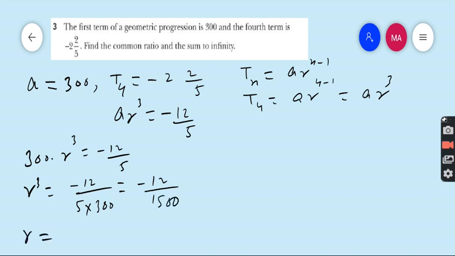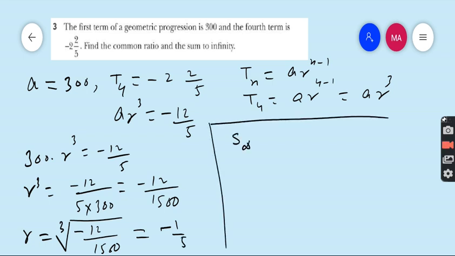So r, taking the cube root on both sides, is the cube root of minus 12 upon 1500. Use a scientific calculator to find the answer in terms of a fraction. The answer is minus 1 upon 5. So r is minus 1 upon 5.